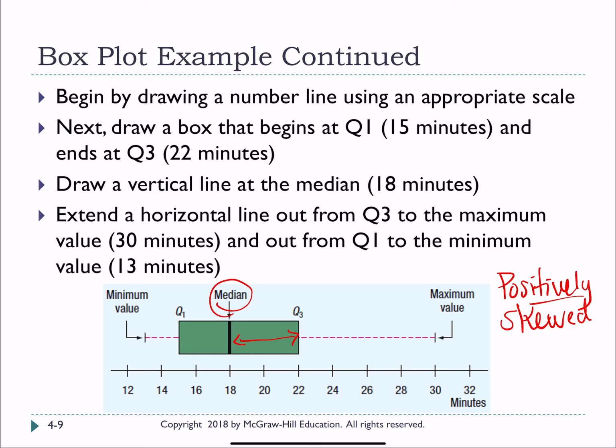There's also more space here between my third quartile and my max than there is down here between my first quartile and my minimum. So again, for the purposes of this class, I want you just to be able to look at a box plot and tell me, looking at this one, yes, the data is positively skewed.